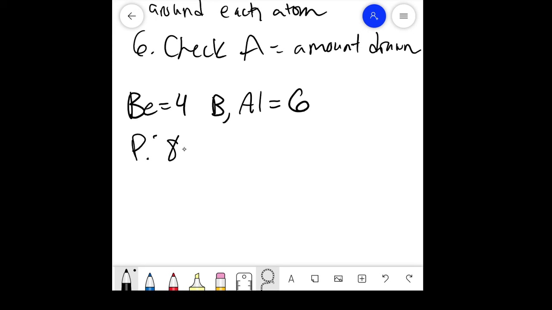Phosphorus can have 8 or 10, so phosphorus can be normal or can have extra. And then sulfur and xenon can have 8, 10, or 12. And while xenon is a noble gas, it will bond and it might have some funky numbers.